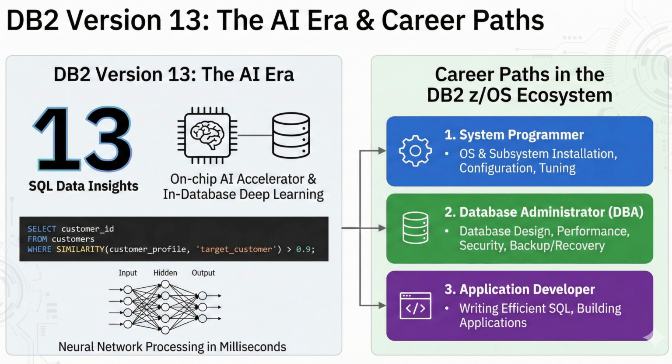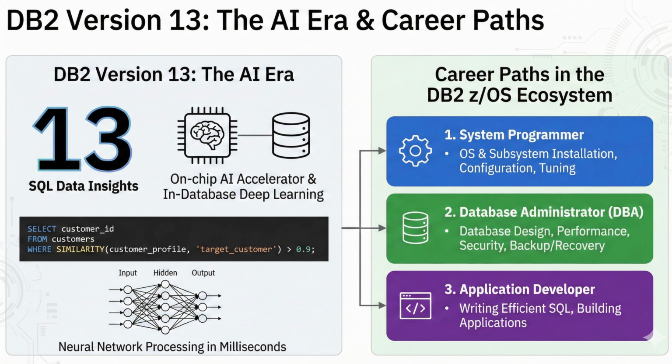You can now write an SQL query that asks, "Find me customers who are similar to this customer," and DB2 uses a neural network to answer that in milliseconds. It's incredibly powerful stuff. Now that you know what it is and where it came from, let's talk about the people who keep it running.